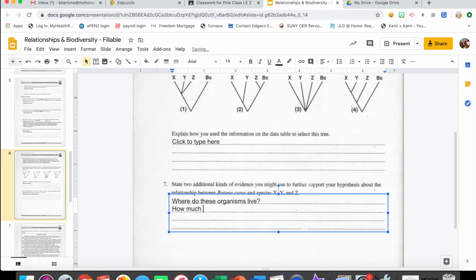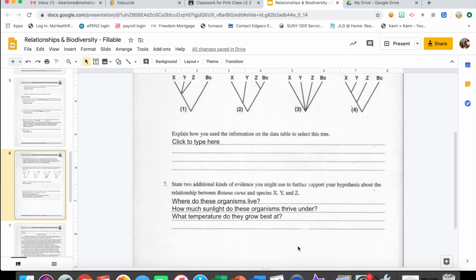How much sunlight do these organisms thrive under? And again, thrive means to do well. So do they need a lot of sunlight? Do they not need a lot of sunlight? Do they not do really well? Maybe they do poorly when there's too much sunlight. Who knows? And this kind of goes along with, here's another one too. What temperature do they grow best at? Okay, so a lot of those fall into this where do organisms live category. We're talking about their habitat, but I always find this question a little tricky, so that is usually the route that I have my students go.